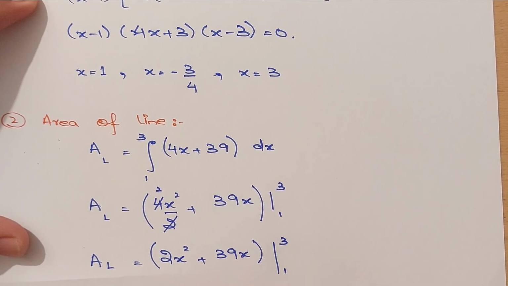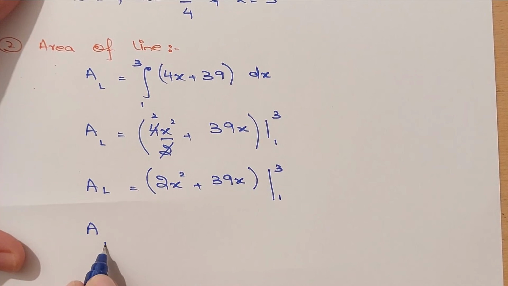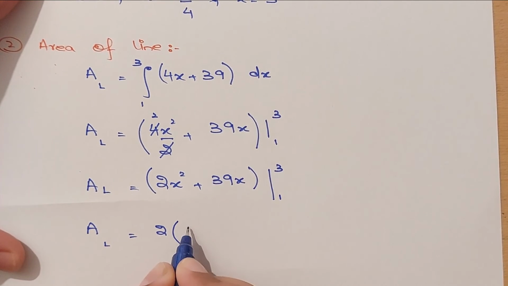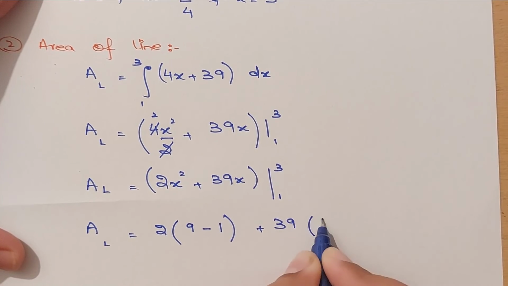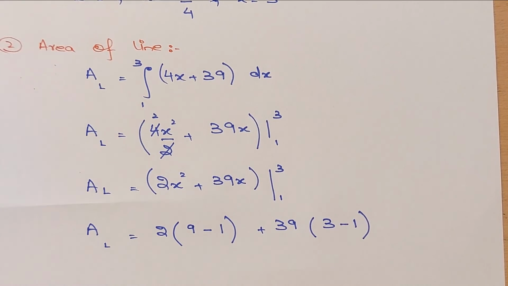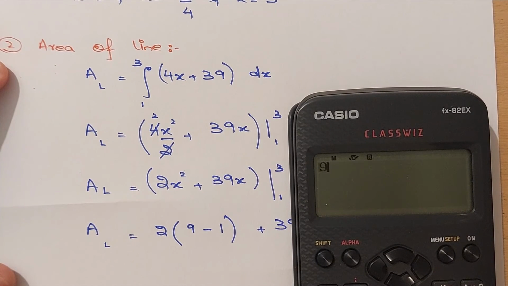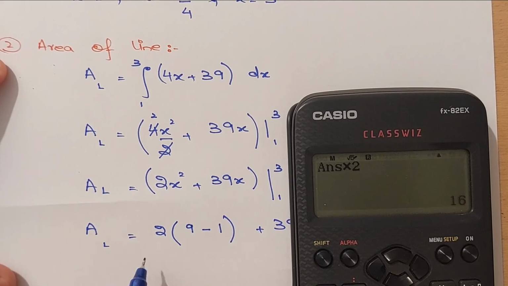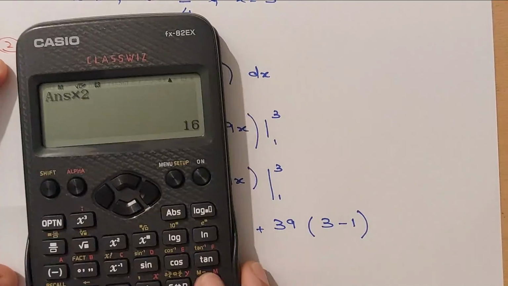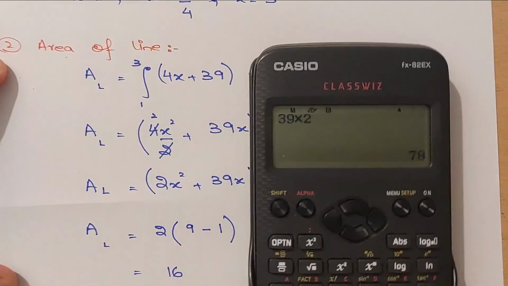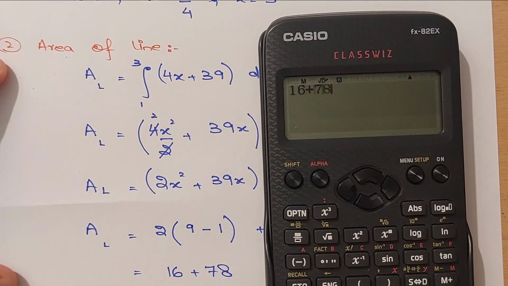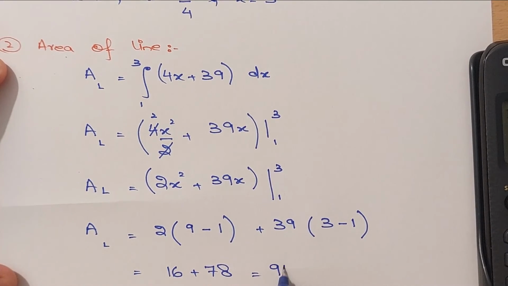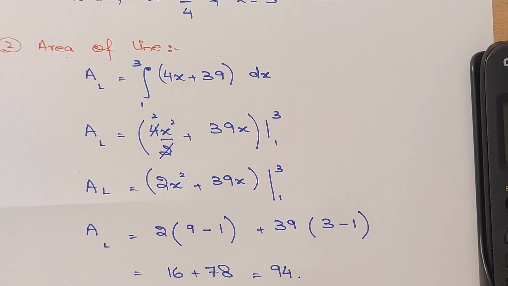Between 1 to 3, let me put the upper and the lower limit. So this is 2 times 3 square, which is 9, minus the lower limit 1 square, which is 1, plus 39 times upper limit 3 minus lower limit 1, right? Let me simplify. 9 minus 1 is 8, and 8 times 2 is 16, and 39 times 2 is 78, and 16 plus 78 is 94, right? So this is the area of the line.